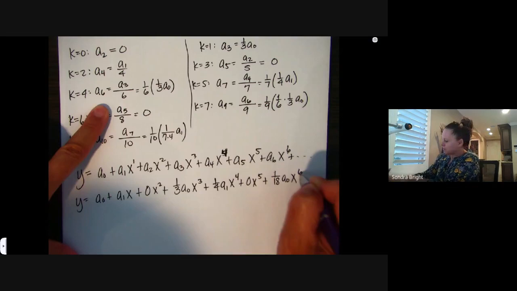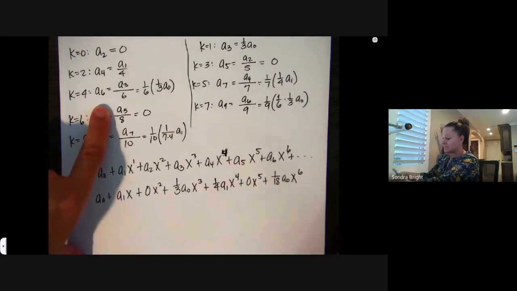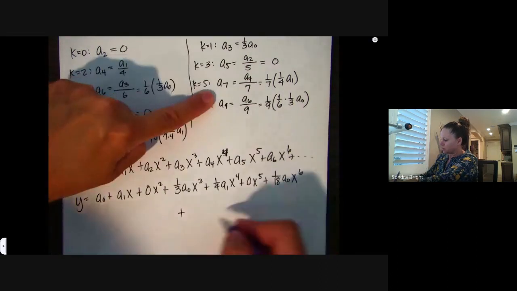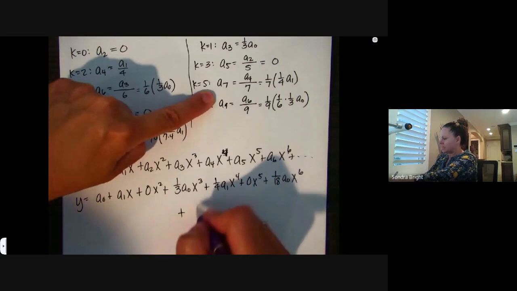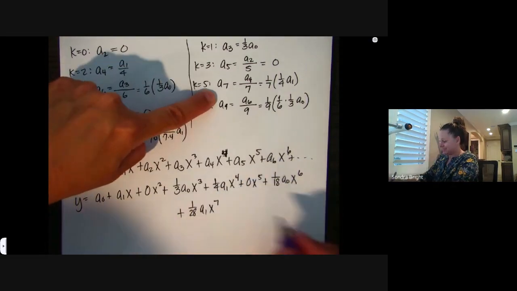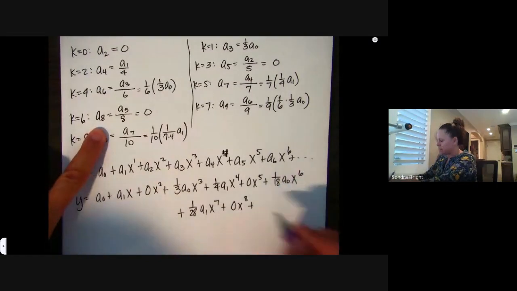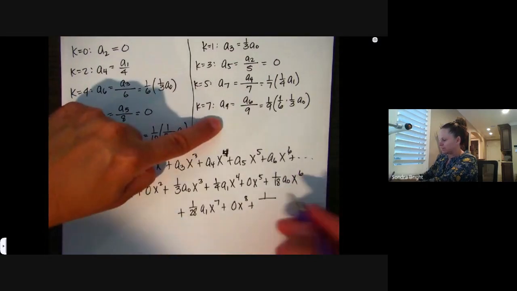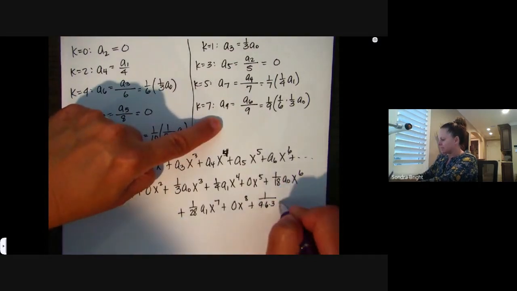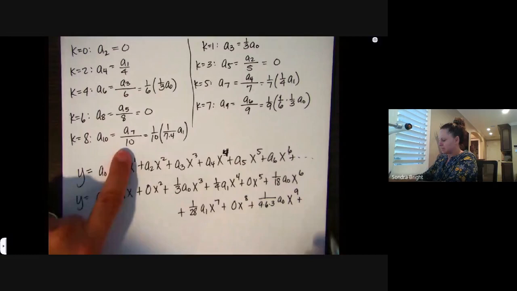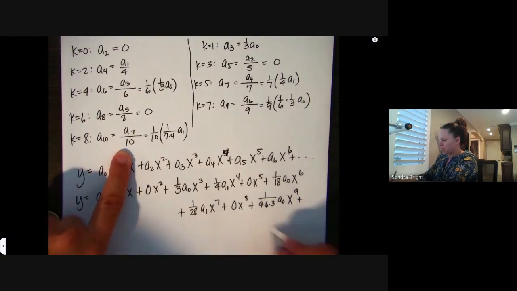A6 was 1 over 18 a naught x to the 6th. I better keep going. Plus a7 times x to the 7th, so that's 1 over 28 a1 x to the 7th, plus a8 times x to the 8th, plus a9, which is 1 over whatever 9 times 6 times 3 is, a naught x to the 9th, plus a10 times x to the 10th. So this is 1 over 10 times 7 times 4, a1 x to the 10th, and it keeps on going.